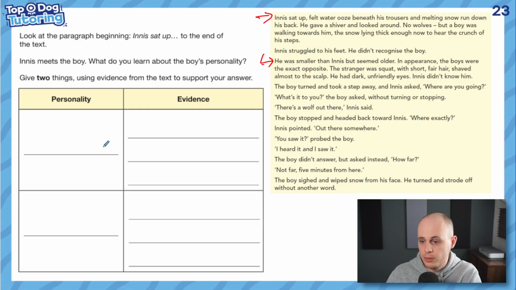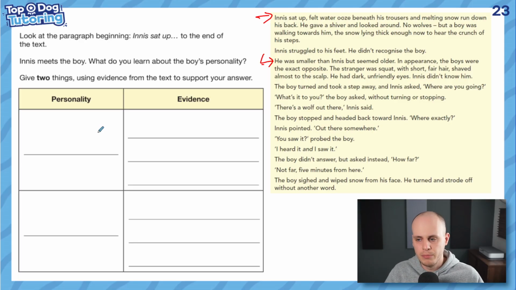"In appearance, the boys were the exact opposite. The stranger was squat with short, fair hair, shaved almost to the scalp. He had dark, unfriendly eyes. Innes didn't know him." Again, children will lock onto this bit and go, oh, he's unfriendly. And you've got to be careful, because if you describe someone's appearance as having unfriendly eyes, really you're just making a judgment about what their eyes look like. He's not actually done anything to be unfriendly, has he?